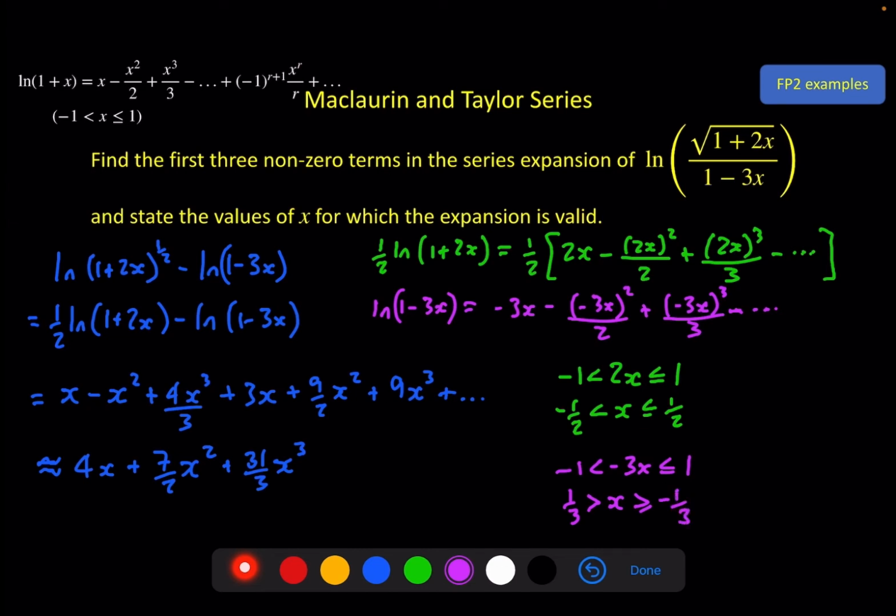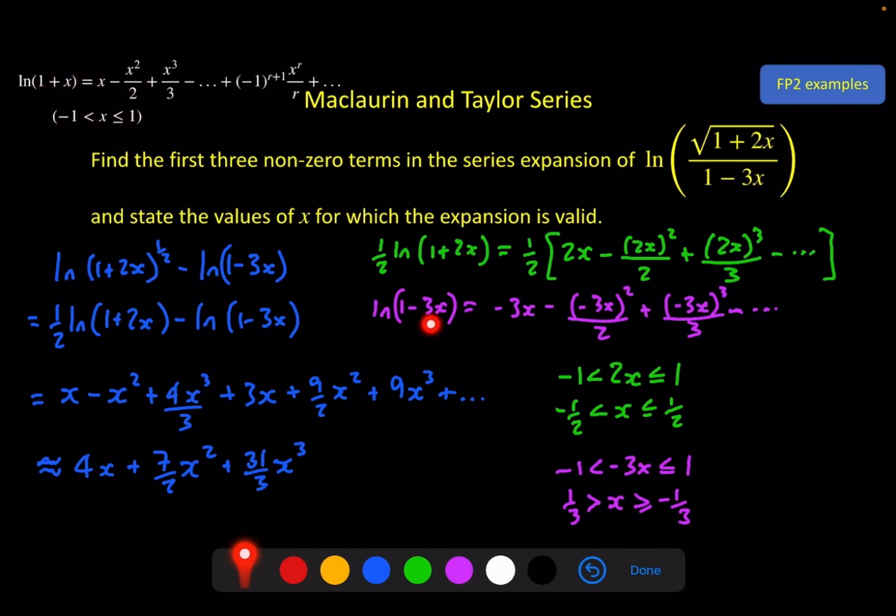And this might look like a bit of a problem, because we've got 3 different expressions for x in terms of the range of values this is valid for. This one here, and this one here. Now this one here isn't really true for this question, because we haven't actually used x at all in our expansion.